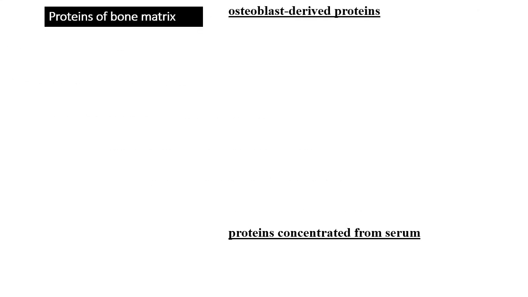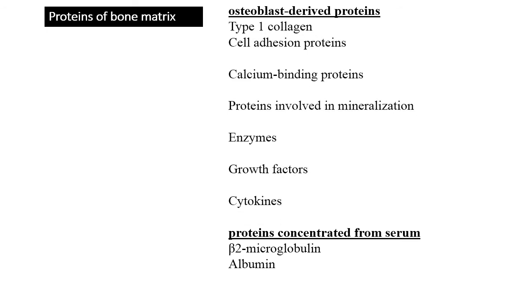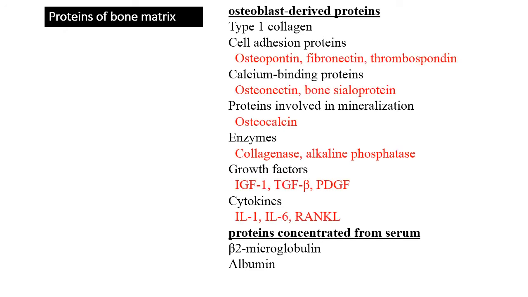from the serum. The proteins that are concentrated from the serum are beta-2 microglobulin and albumin, while the osteoblast derived proteins are type 1 collagen, cell adhesion proteins, calcium binding proteins, proteins that are involved in mineralization, various kinds of enzymes, growth factors and cytokines. These are the major heads, and under these there are many proteins that are present.